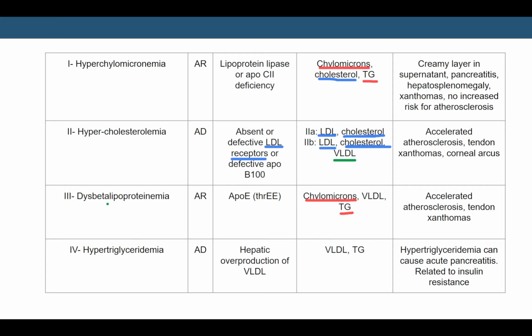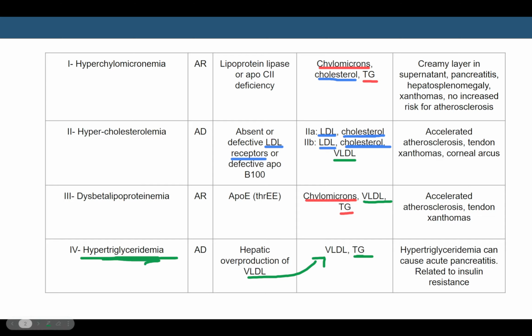In type 3, dysbetalipoproteinemia, which is autosomal recessive, it's caused by ApoE deficiency or it's defective. We said that chylomicrons are increased, so triglycerides are going to be increased with it as well, and also VLDL levels are going to be increased. And in type 4, hypertriglyceridemia, from its name the triglycerides are going to be increased, and this causes hepatic overproduction of VLDL, so VLDL is going to be increased.